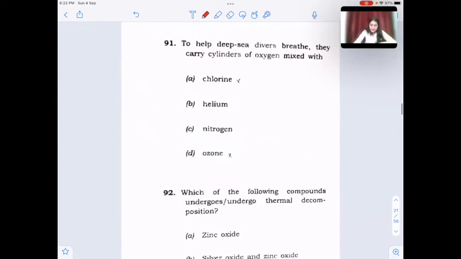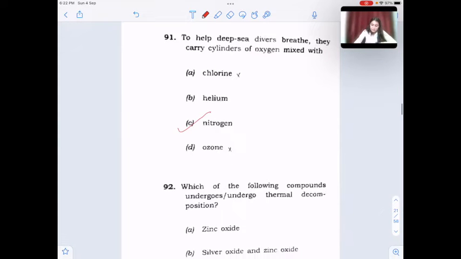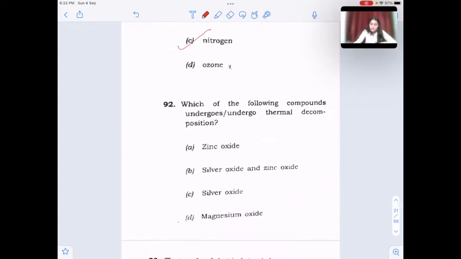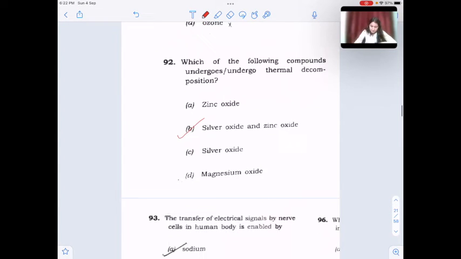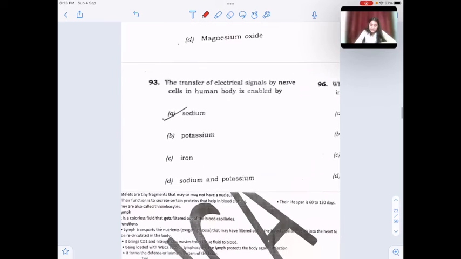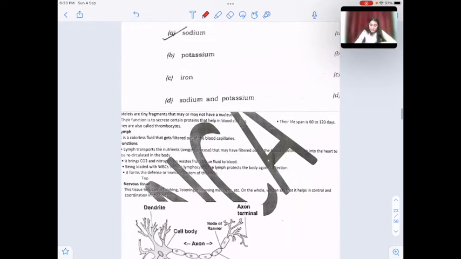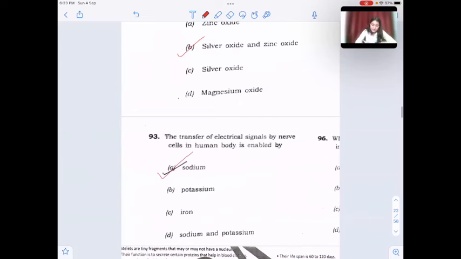To help sea divers breathe, they carry cylinders of oxygen mixed with what? So oxygen is mixed with nitrogen. Option C. Which one of the following compounds undergoes thermal decomposition? So this is a very simple reaction, zinc oxide and silver oxide. They decompose into zinc and silver respectively. So option B. The transfer of electrical signal by nerve cells in the human body is carried out by sodium. Na positive ions are responsible for nerve impulse. Option A, sodium.